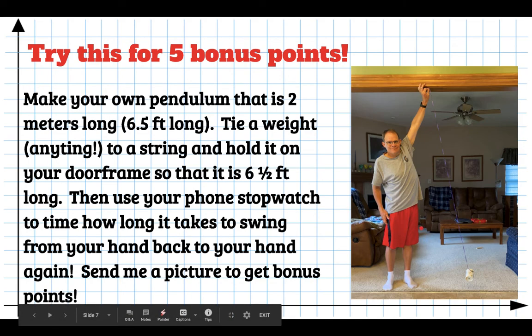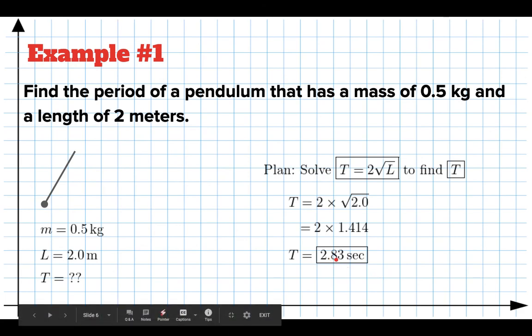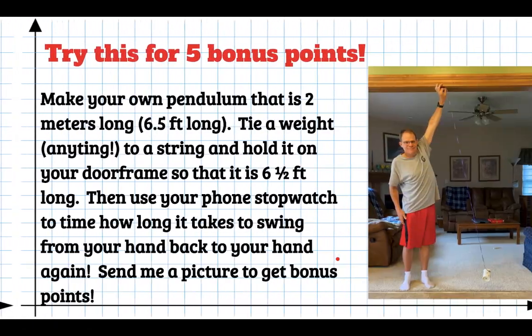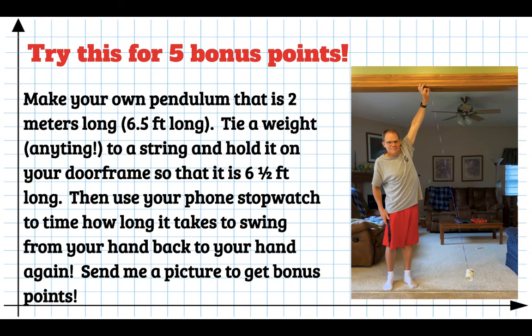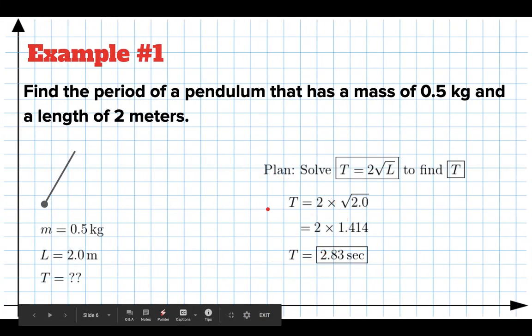Have somebody hold it. Swing it back and forth and measure how long it takes to go from one side over to the other and back. That is the period. And that should be 2.8 seconds or so. You should get almost the exact same answer. So if you can do this, take a picture and send it to me so I know you did it, and you can check and see if this actually works. Okay? And then we're going to solve some problems that just look like this.